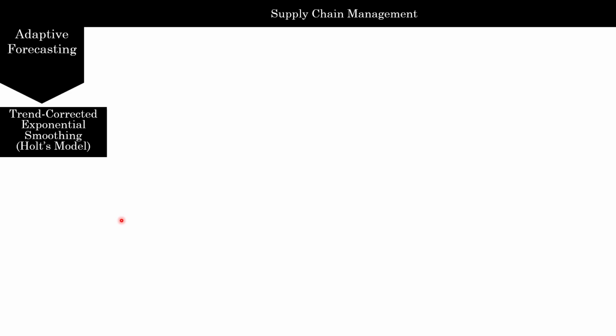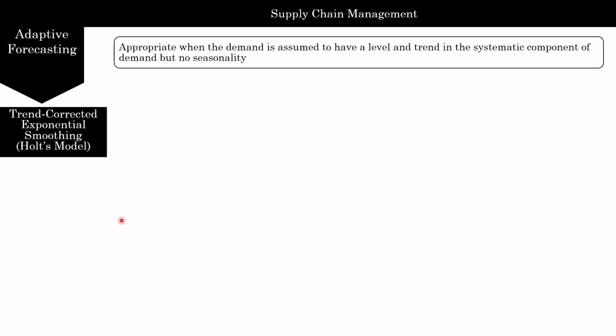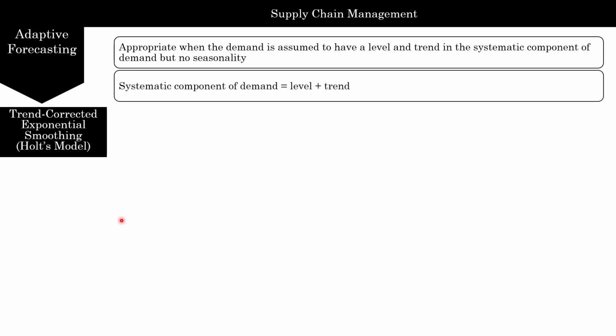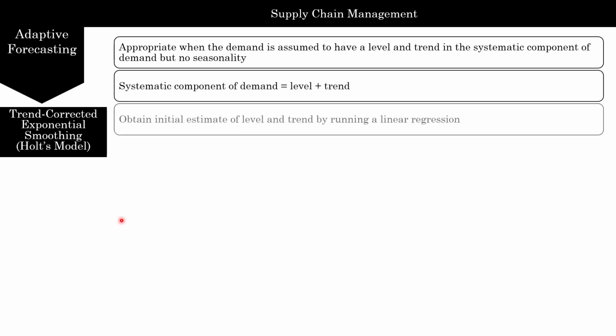And this is a trend-corrected exponential smoothing, or Holt's model. It's appropriate when demand is assumed to have level and trend. There is some trend, but there's no seasonality. So the systematic component is level plus trend, and so you need to run a regression equation. Remember the static model, we ran a regression equation for the deseasonalized demand, and this is essentially the deseasonalized demand. So if this is your demand, your trend is essentially the slope and your level is the intercept.